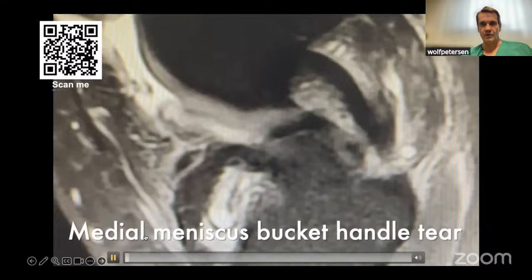This video shows a hybrid technique using the all-inside technique to repair the posterior part of the meniscus, an inside-out technique for repair in the intermediate part, and an all outside-in technique for meniscus repair in the anterior part. Let's check.